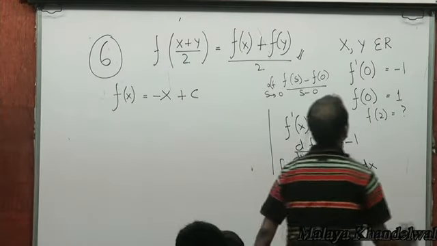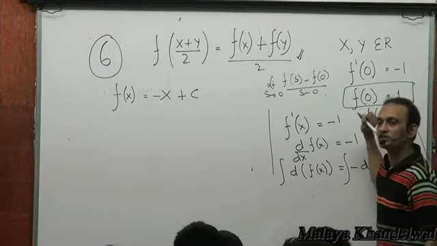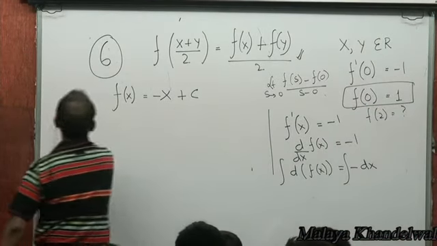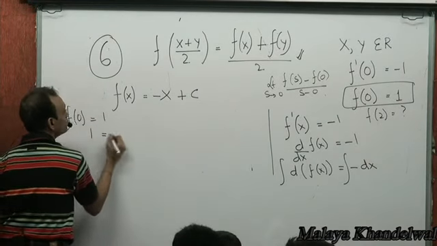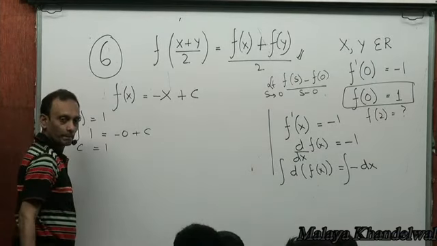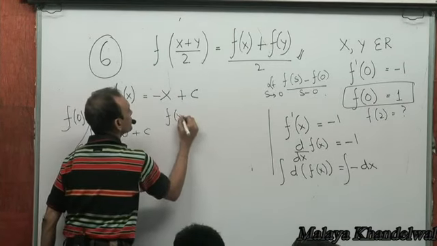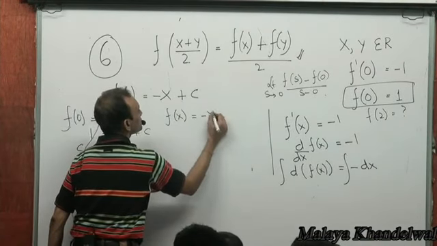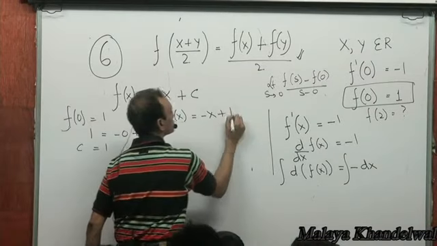But it's given that f0 is 1. At x equal to 0, the value of the function is 1. So since f0 is 1, that means 1 equal to minus 0 plus c. c is 1. Right? So fx then turns out to be minus x plus 1.